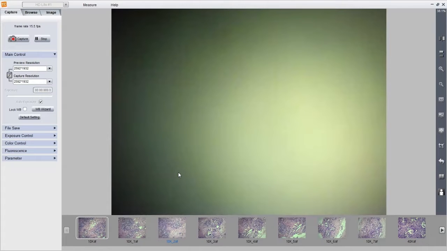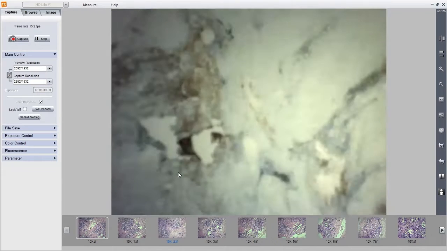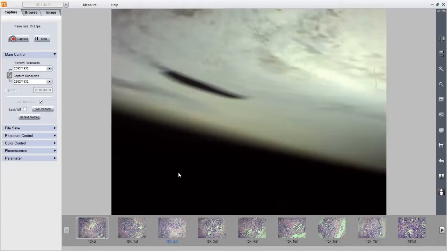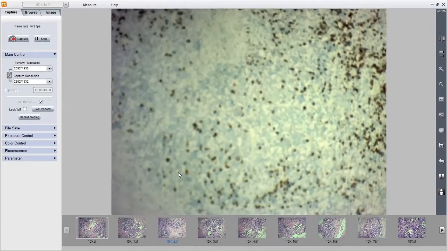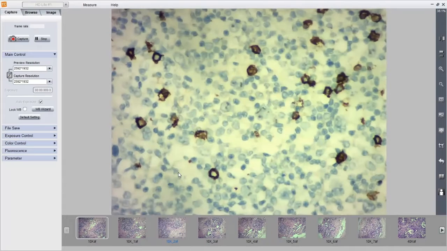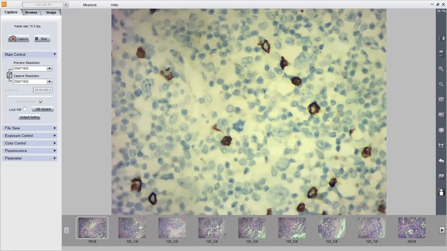CD20. Very few, as expected. CD20 is very little. And what about the large cells? We need to see whether CD20 is positive in these large cells. Is it positive? No, it's negative. So these large cells are negative for CD20.